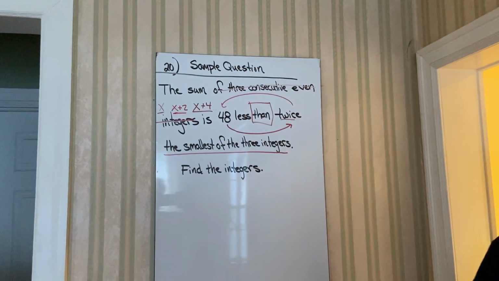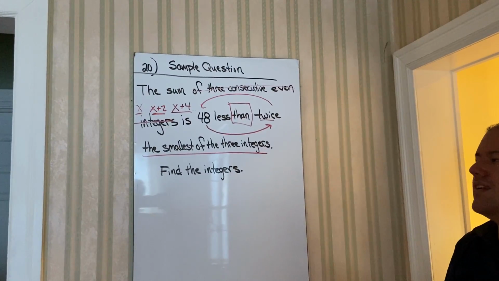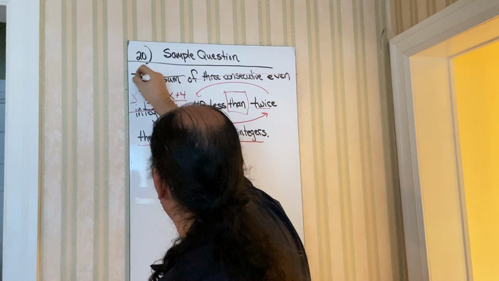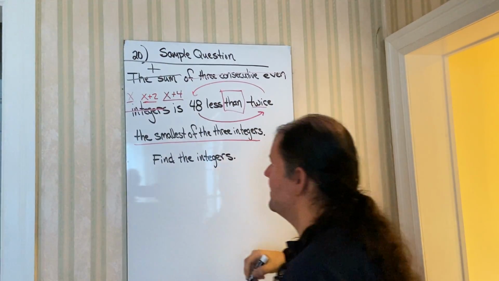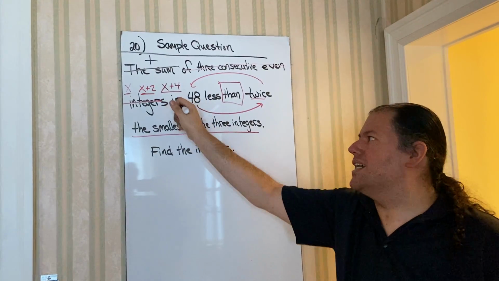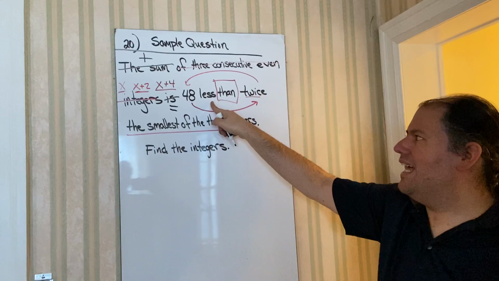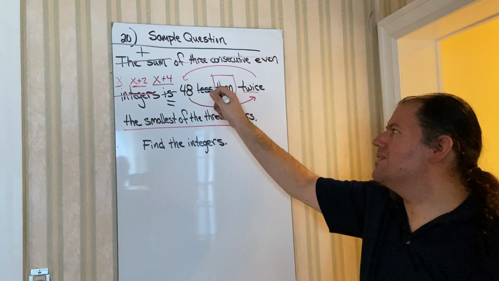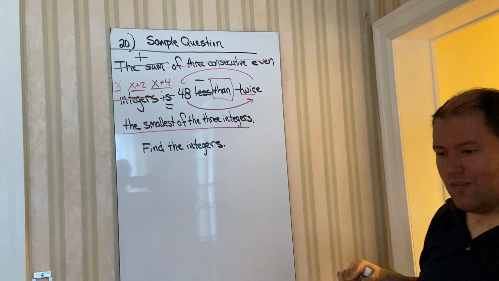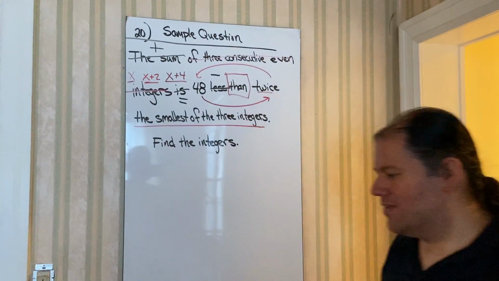Now we can go to step 3, translate key buzzwords. When I have the words sum of, boom, cross this out. This is going to be the plus symbol. Is, we talked about that before. That's your equal sign. Less, that's your subtraction symbol. Twice, that always means we're going to multiply 2 times. So we're going to put 2.